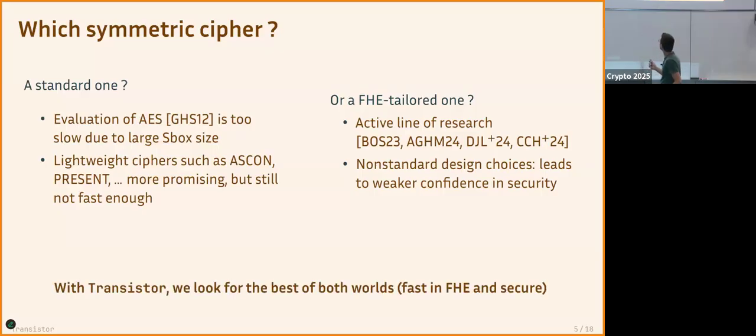Okay. And so, yeah, you may have noticed that we have a lot of authors. It's because in the team there is a subset of people that are very, very good at designing symmetric algorithms and doing cryptanalysis and so on, and a subset that is interested in designing efficient homomorphic applications. And so with Transistor, we hope to get the best of both worlds.